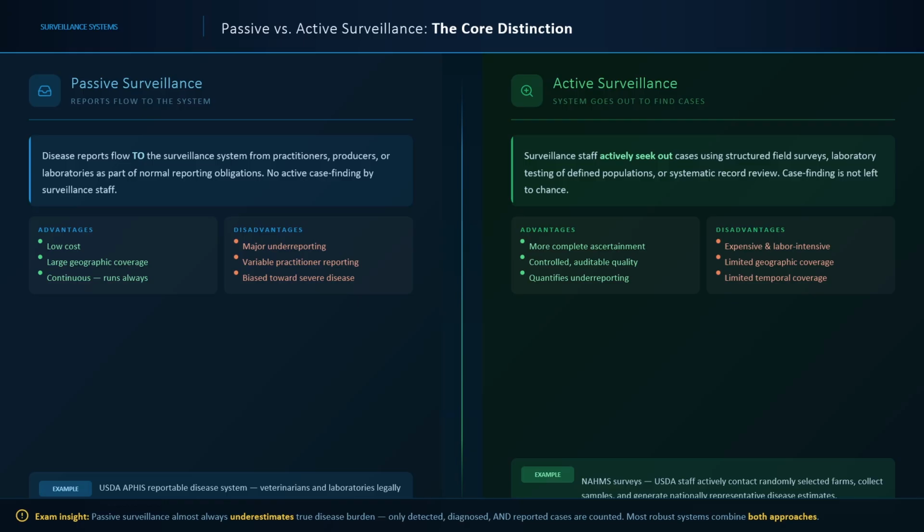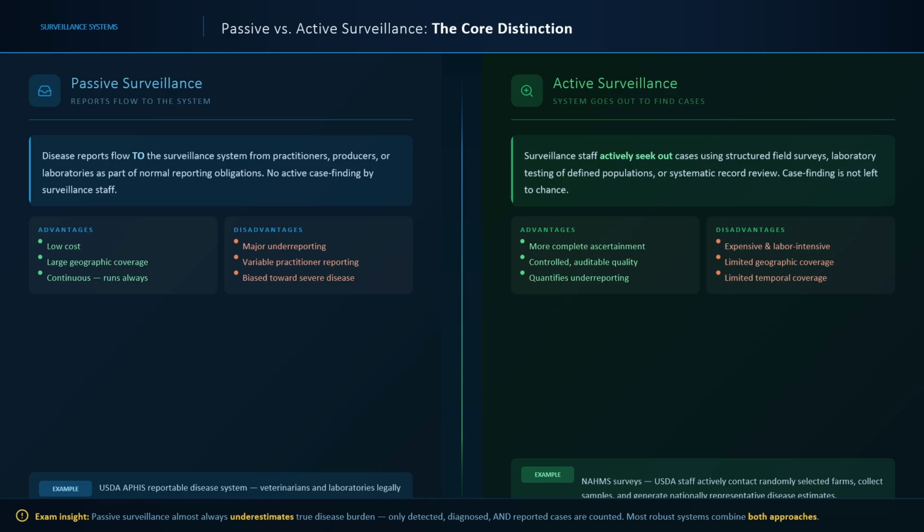Here's a great exam question to sit with. If you're designing a surveillance program for BSE, a rare, devastating, internationally notifiable disease where every case matters, do you want passive or active? And how does that compare to your approach for endemic ringworm in a mixed species practice? Think about sensitivity, cost, and the consequences of missing a case.